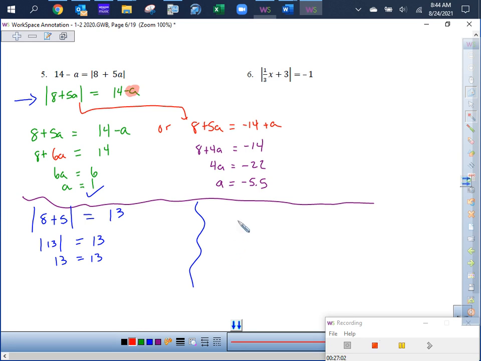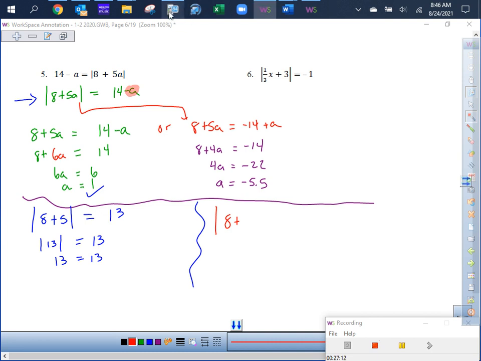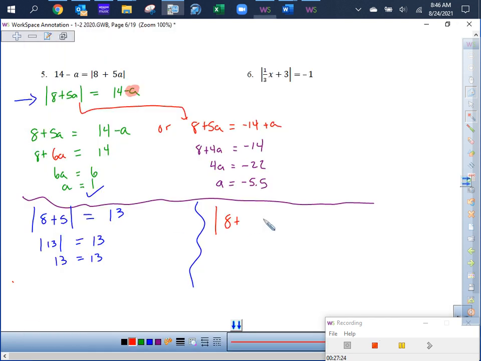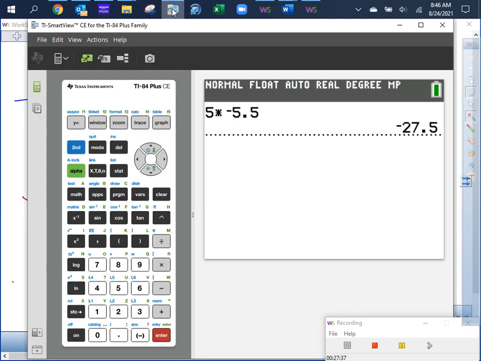Let's check the other guy. 8 plus, I'm going to my calculator, 5 times negative 5.5. I got negative 27.5 as a decimal. Is that what y'all got? Please do the work. Don't copy me. You can punch stuff in. It'd be cool if I could take your state assessment for you, or your ACT for you, but you have to do the work. So negative 27.5.